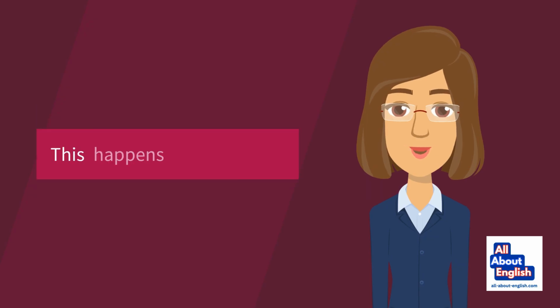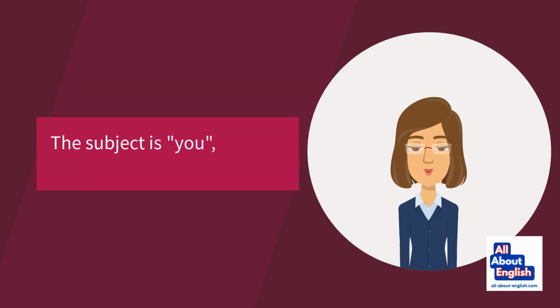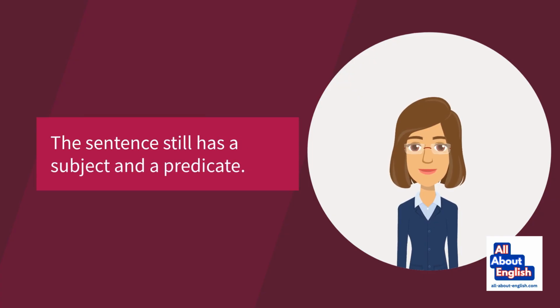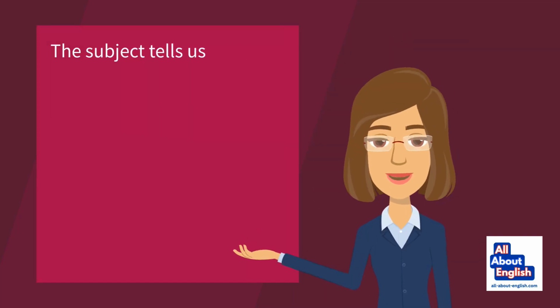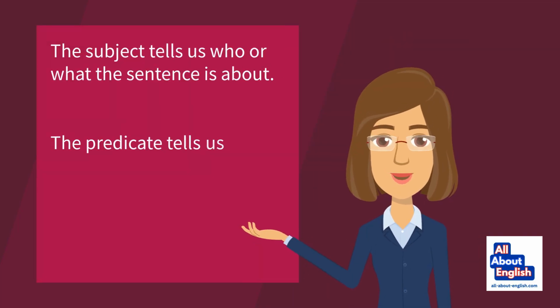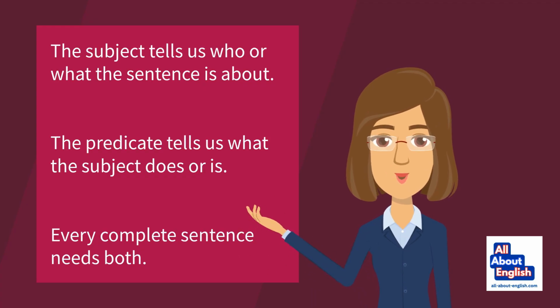This happens in commands. For example, close the door. The subject is you, even though we don't say it. The sentence still has a subject and a predicate. So let's review. The subject tells us who or what the sentence is about. The predicate tells us what the subject does or is. Every complete sentence needs both.